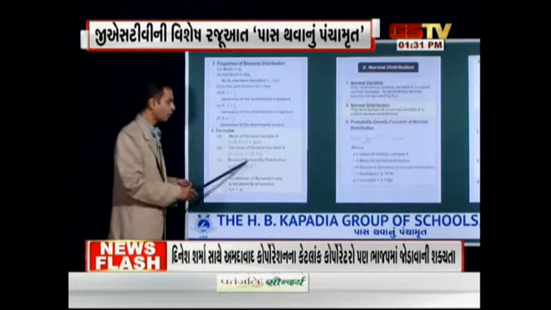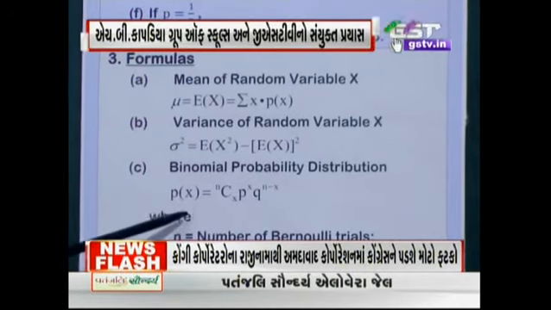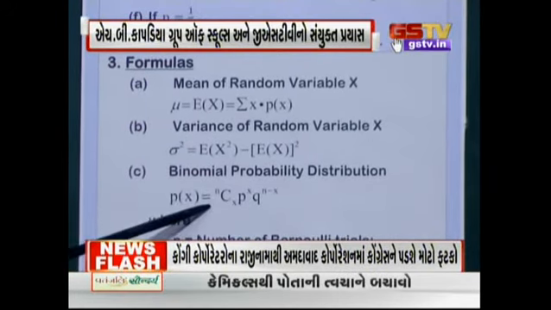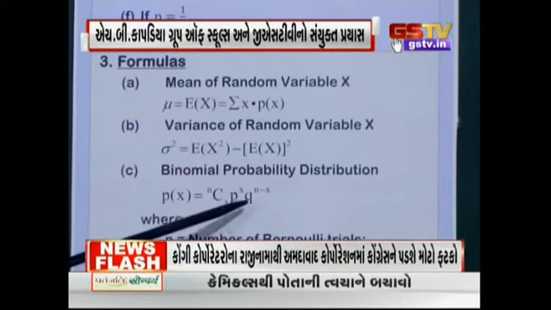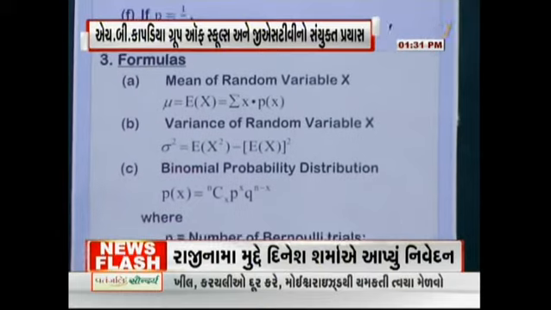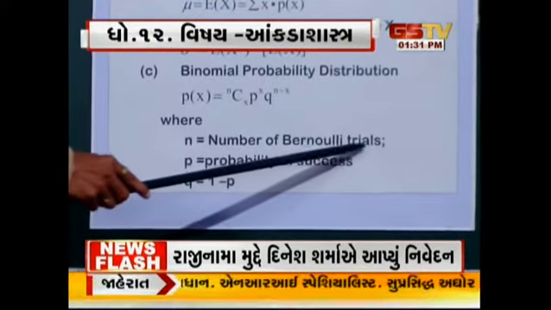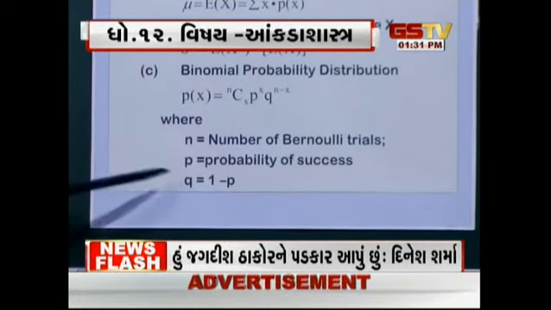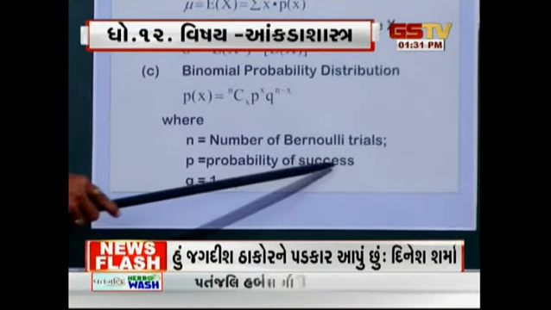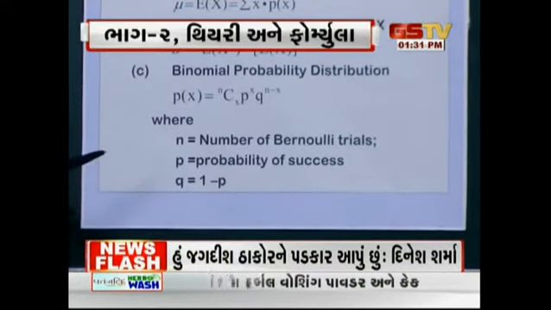Third, binomial probability distribution. This one is a density function. P of x is equal to nCx, p raised to x, q raised to n minus x. Here the value of n, it's a number of Bernoulli trials. p is equal to probability of success and q is equal to 1 minus p.